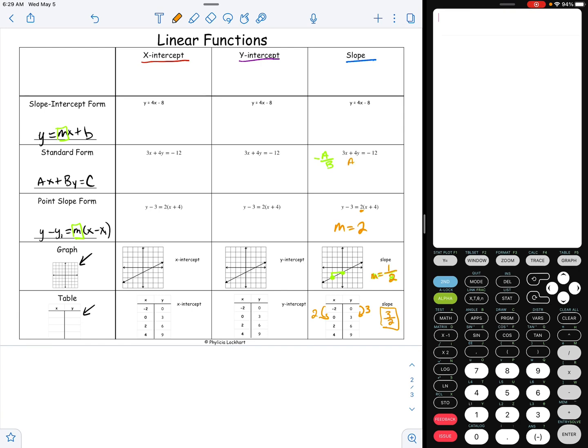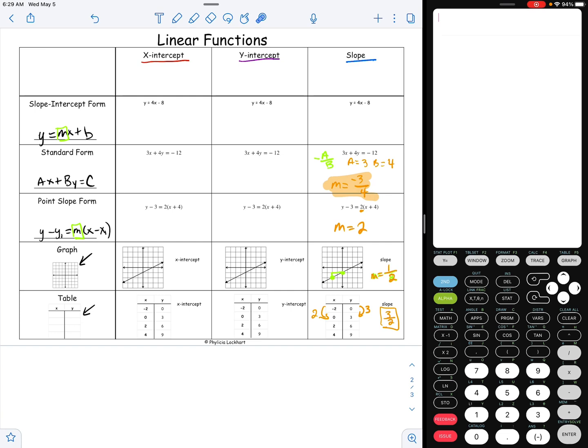Our A in this situation is 3. Our B is 4. So when we look for the slope, we have to take the opposite of our A, so that's -3, and divide it by our B, which is 4. All right, and there we have it.